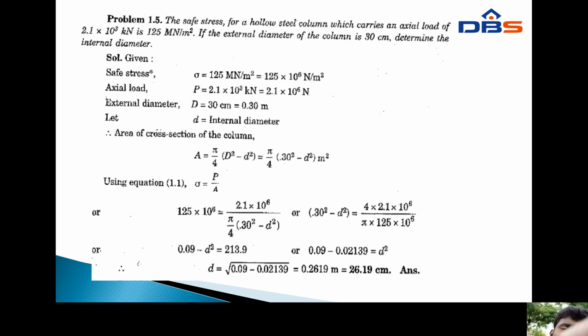Therefore, 0.09 minus d square equals 0.02139. Small d value is the root of 0.09 minus 0.02139, that equals 0.2619 meters. The meters are converted into centimeters, that value is 26.19 centimeters. This is problem number 1. First of all, read the problem. Next, write down the given data. Next, we can calculate the small diameter.